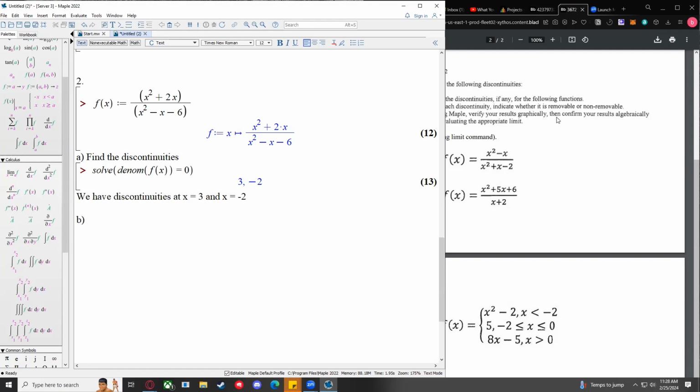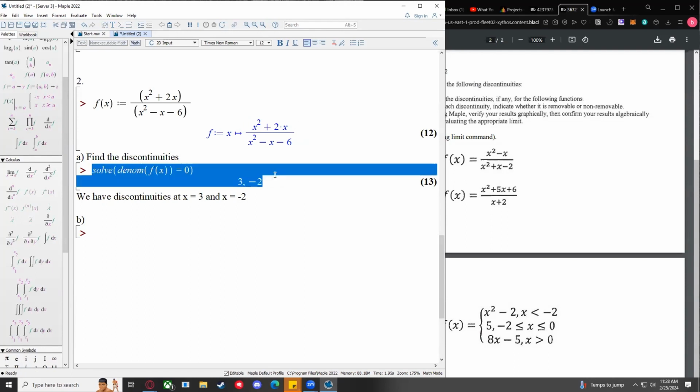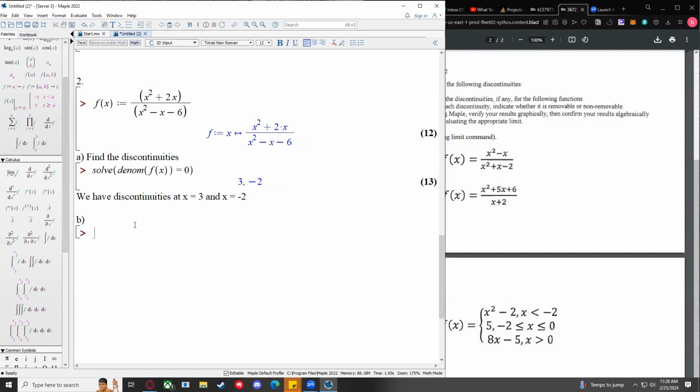Next we have, for each discontinuity, indicate whether it's removable or non-removable. And so to do this, we just need to figure out if these solutions here can be canceled. So if we can remove them, if we can cancel them out, then we're going to consider those removable discontinuities. And the only way we can cancel them out is if they're zeros in the numerator as well as the denominator. And so we know there are zeros of the denominator. We just need to confirm our zeros of the numerator so we can see if any of them are repeats in the numerator and the denominator. And so we'll go ahead and solve our numerator for f of x equals 0.